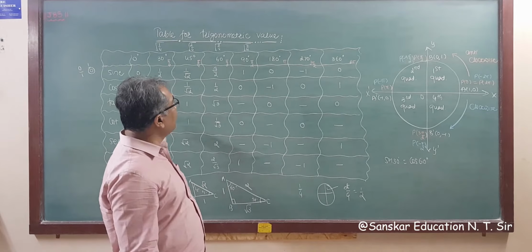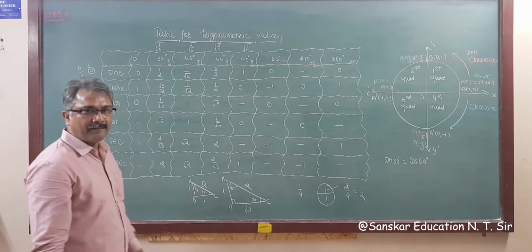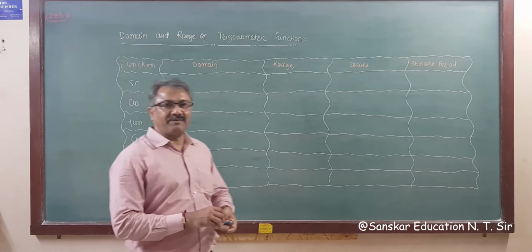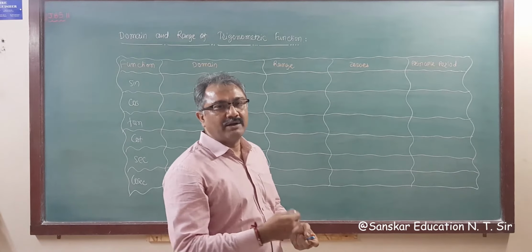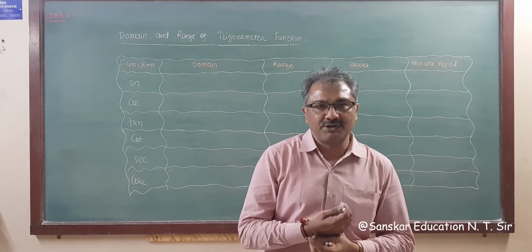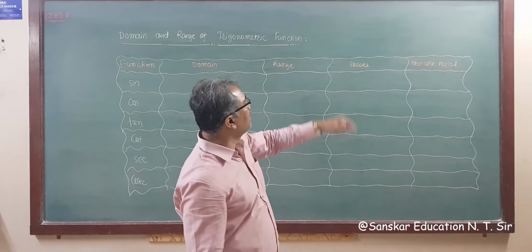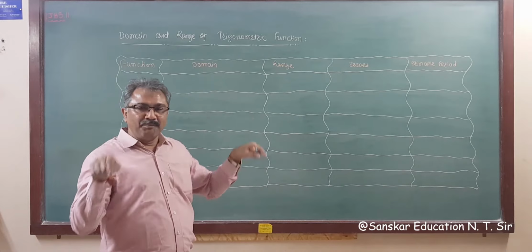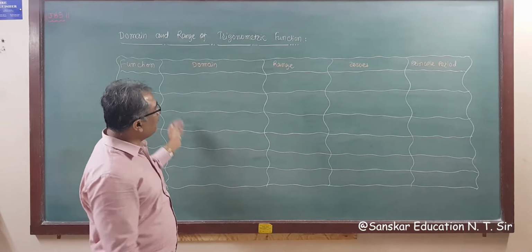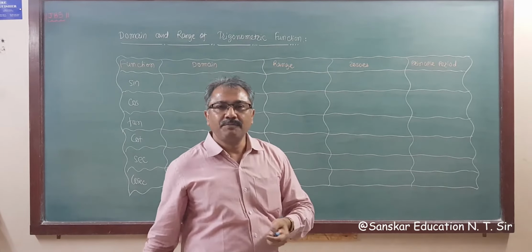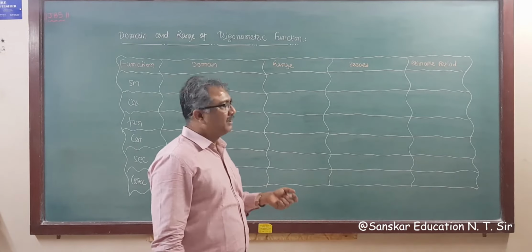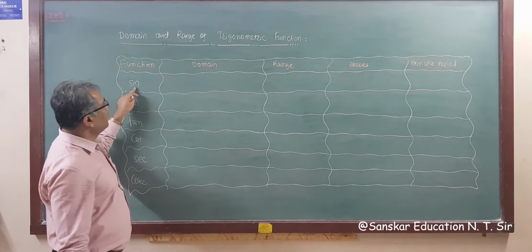So you have to remember this table, okay? Now domain and range of trigonometric functions, and with that we already defined zeros for trigonometric functions and principal period. So we can prepare one complete table for domain, range, zeros and principal period, that is PP, right? Okay, now sine, domain of sine.